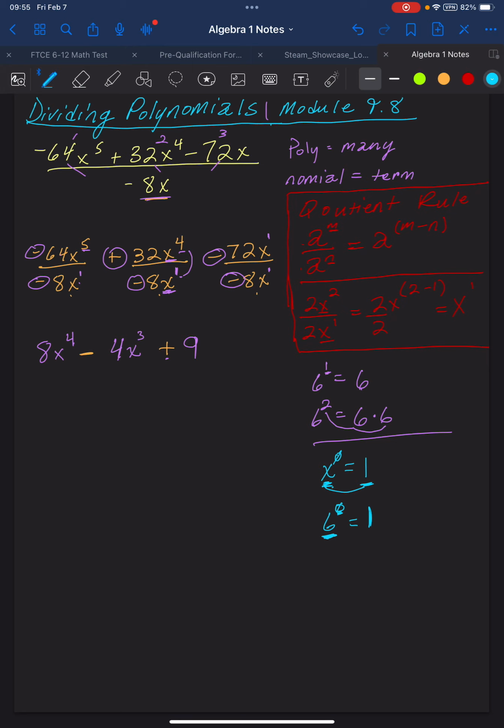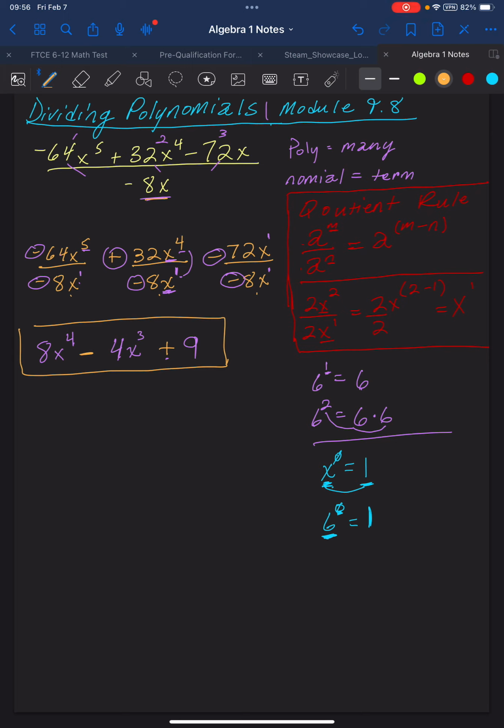All right, so that means I will have 9 times 1 because x raised to the power 1 minus 1 is 0. And anything raised to the 0 power is 1. So I'm going to have 1 times 9. 9 times 1 is just 9. And that is our answer. That's it. We are finished.